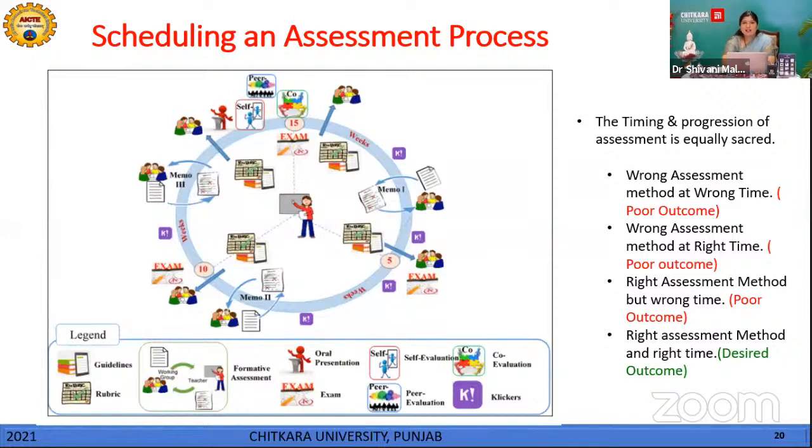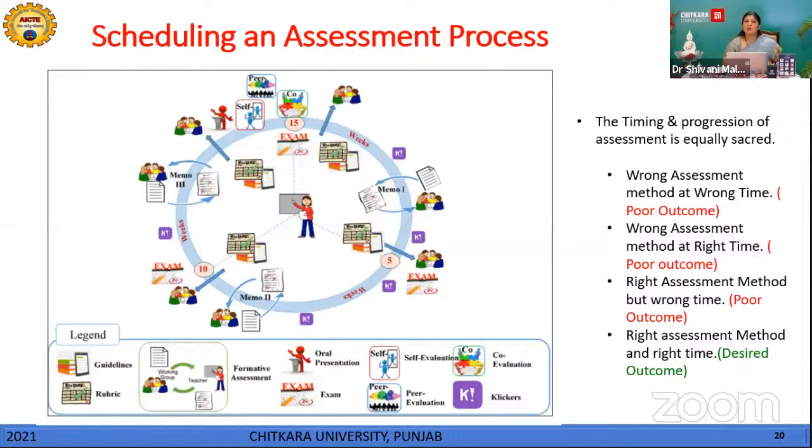So the assessment schedule should be such that it is continuous in nature. Suppose your course is a 15-week course or a 14-week course or a 13-week course, depending upon your university guidelines or the university schedule that you have for a particular semester, right? Then the entire assessment plan should be equally distributed throughout the semester. It should be properly scheduled. When I say proper scheduling, it means the student should be continuously evaluated.